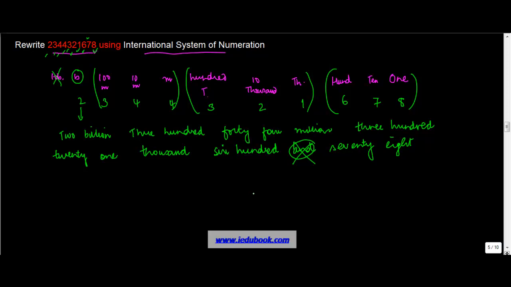Now, if you have to put a comma to separate the periods, how do you do it? Obviously, you put in a comma here, then 1,000 is one period, so another comma comes here, then millions is one, so another comma comes here. So that's how basically you write a number using international system of numeration.